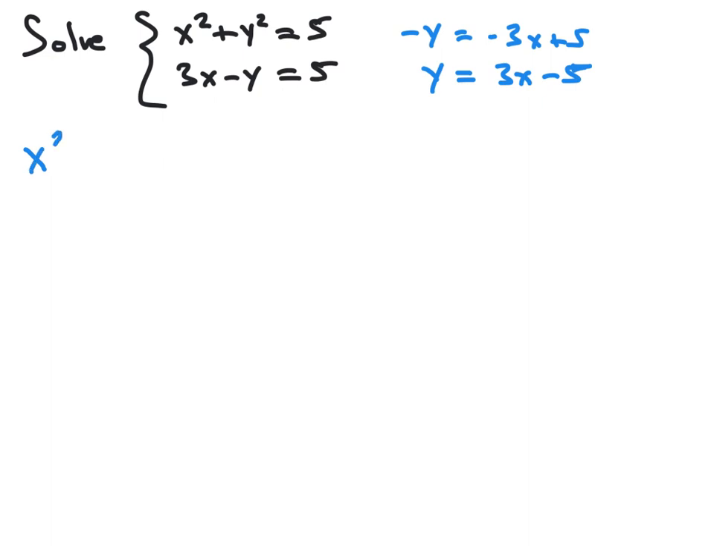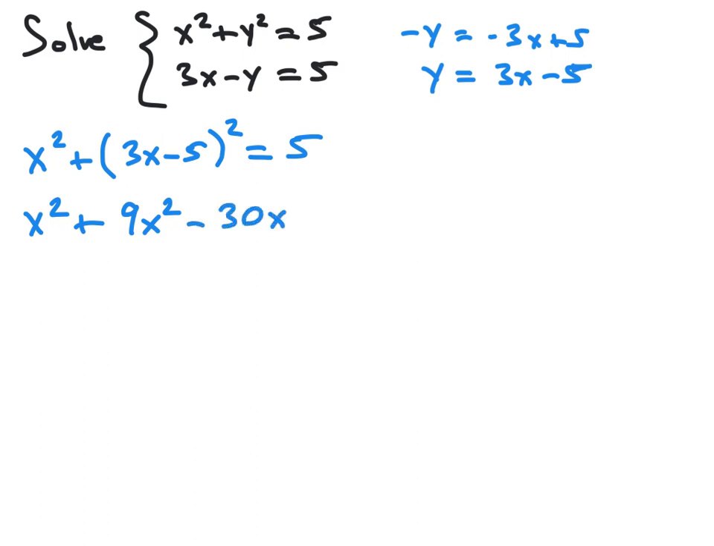When we do that, we obtain x squared plus (3x minus 5) quantity squared is going to equal 5. And now we're going to expand out the squared term and simplify. So we have x squared plus (3x) quantity squared will be 9x squared. When we expand that out, we're going to have 3x times negative 5, which is minus 15x. But then we have to double that, so we're going to have minus 30x. And then plus 5 squared, which is 25. And all of that will equal 5.